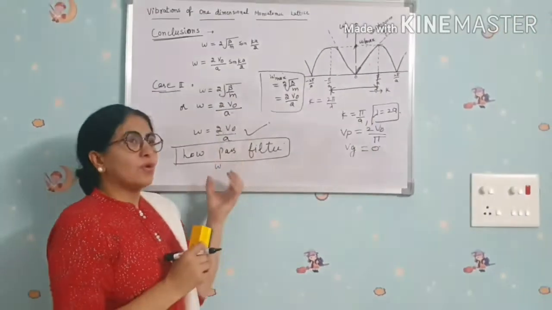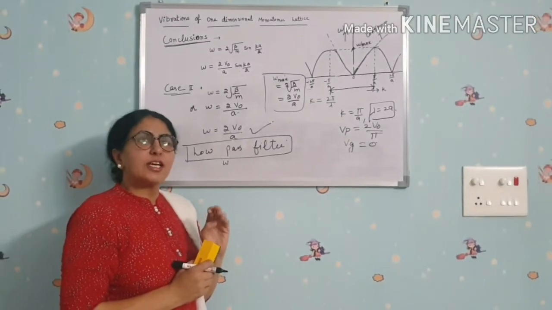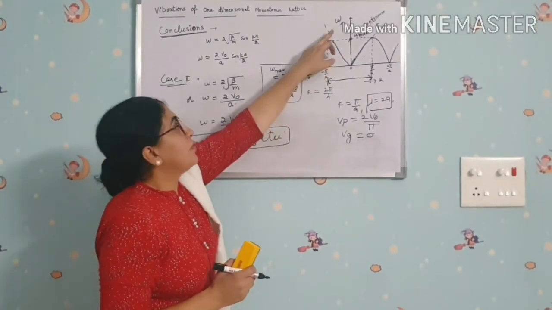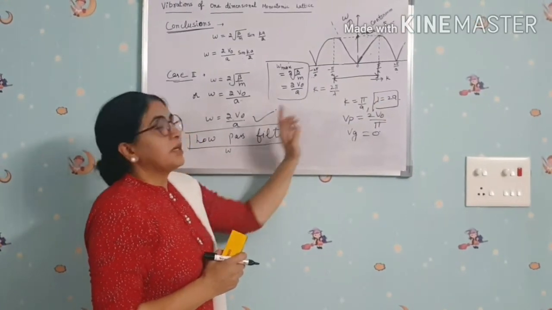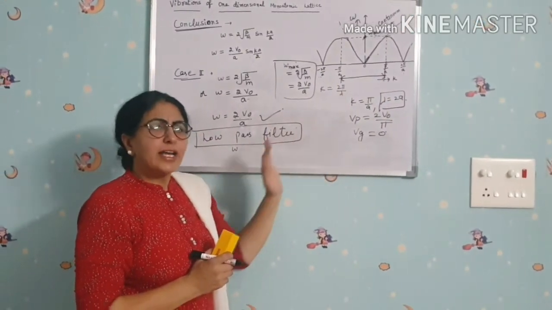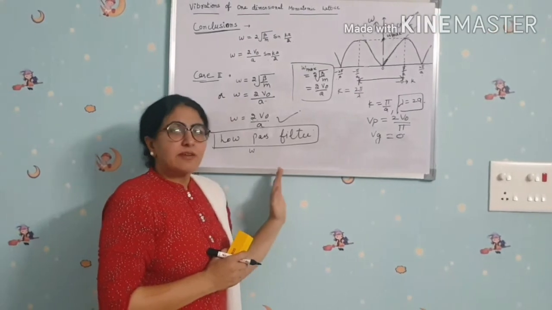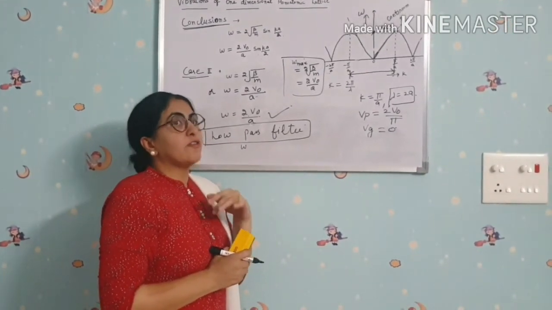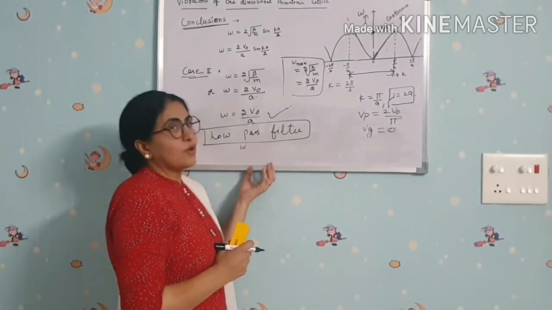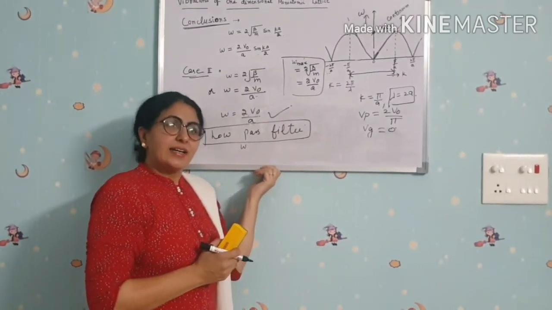So we have studied so many things: phase velocity, group velocity, and we plotted a graph between omega and k. Clear? Low pass filter, Brillouin zones. It's a very important topic for MSc Physics, for BSc, and also in solid state for MSc Chemistry, and also for CSIR NET. Thank you very much.